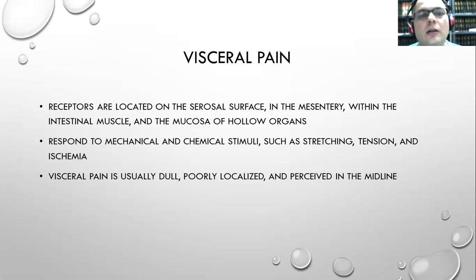Each hollow organ, or I would say the intestine, has got four layers: the serosa, subserosa, the muscularis mucosa, the submucosa, and the mucosa. In case of visceral pain that is related to the GI tract, the receptors are located on the serosal surface, in the mesentery, within the intestinal muscle, and the mucosa of the hollow organs.